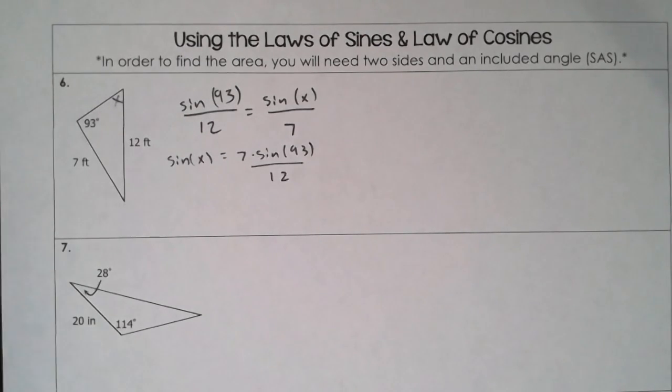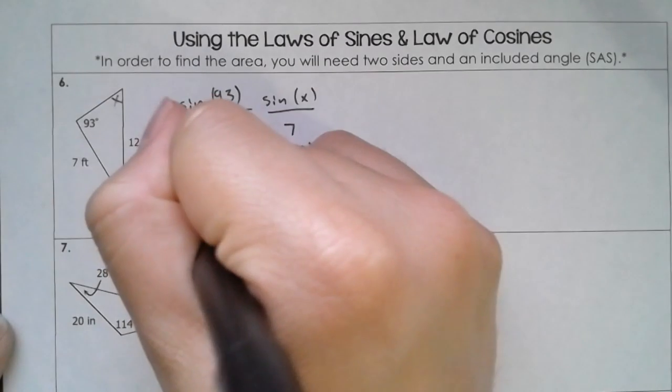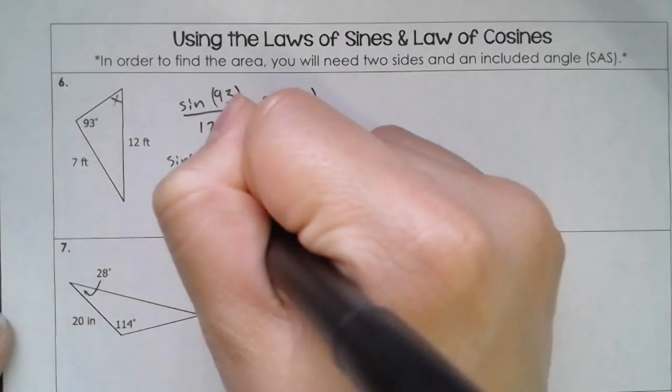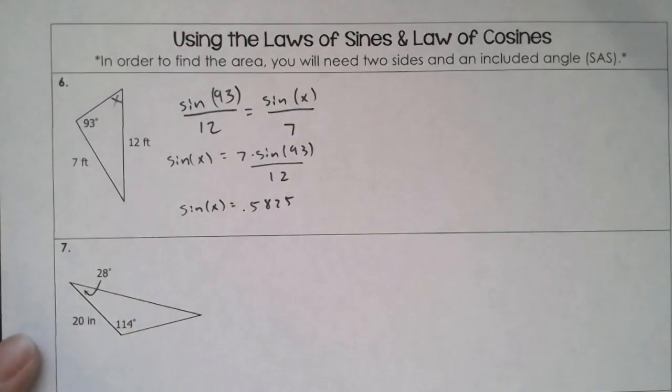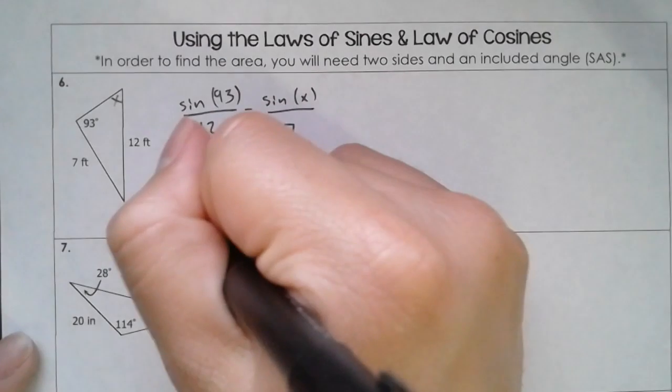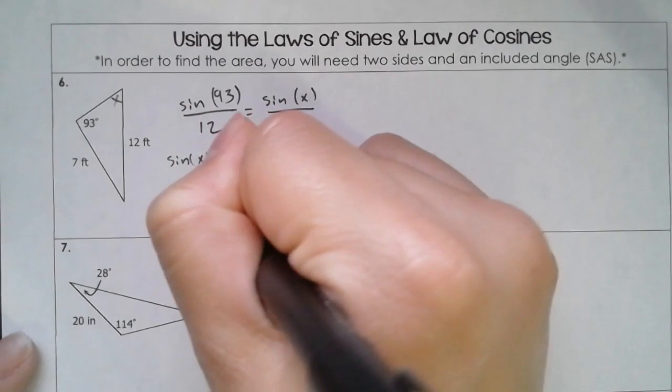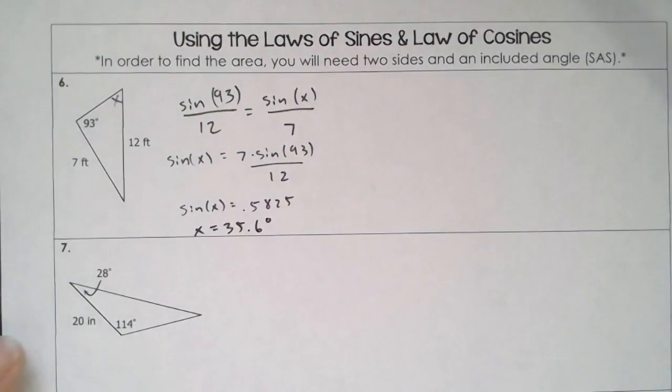Then you get sine of x is equal to 0.5825. Then you would take the inverse sine. I'm running out of space here, so you would take the inverse sine, and you'll get that x is equal to 35.6 degrees. Don't forget to check if there's two possible solutions.